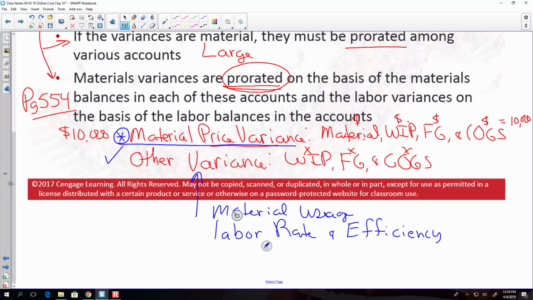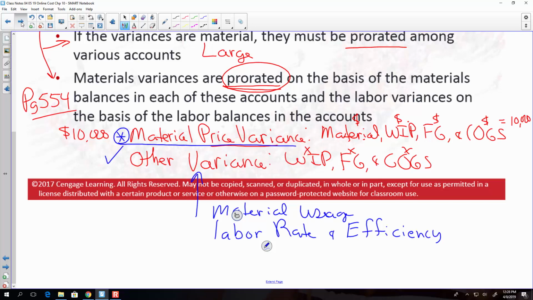So we'll continue that. This discussion is on page 554 in the textbook. Please review that for the exam. There are some questions on whether the variance is immaterial, which is small. Then we can just code it to cost of goods sold. But if we're dealing with large variances at the end of the year, then we have to prorate it not just to cost of goods sold, but to the other inventory accounts. So that's what we're shooting for there.